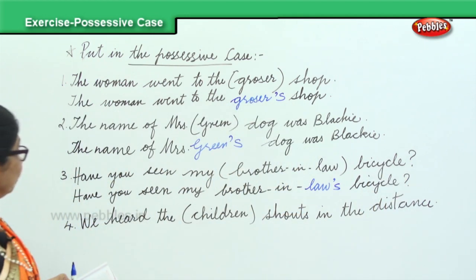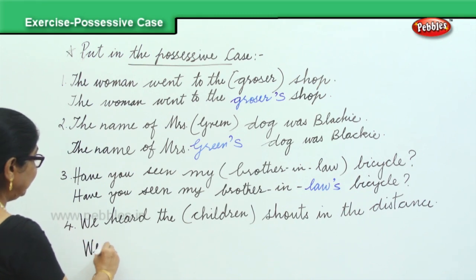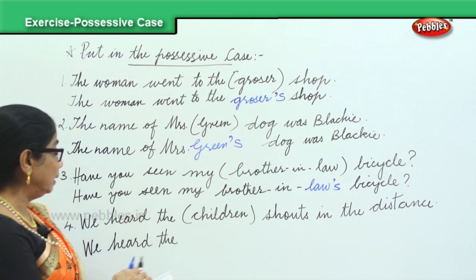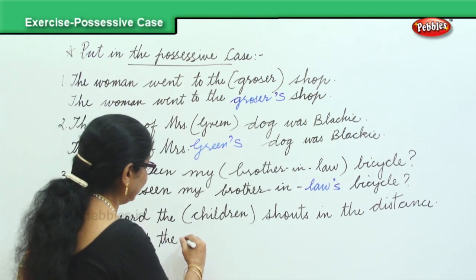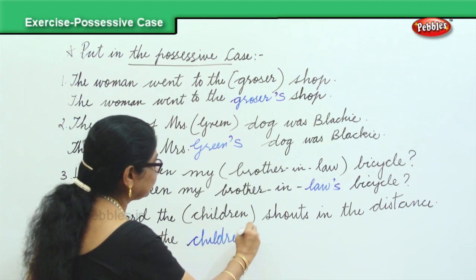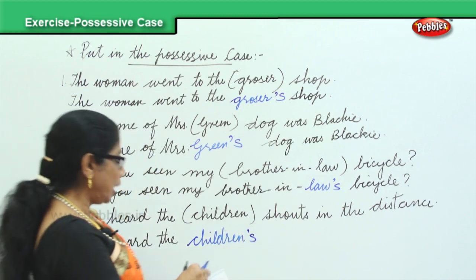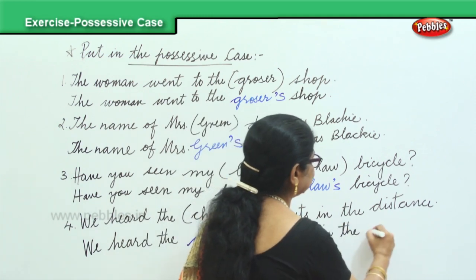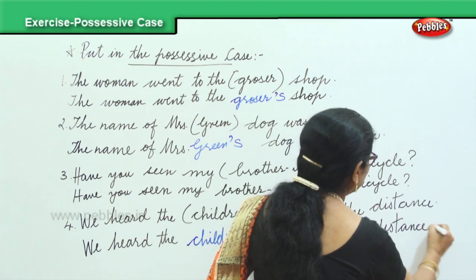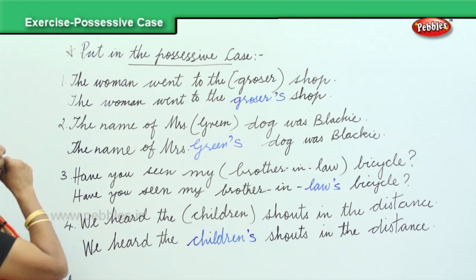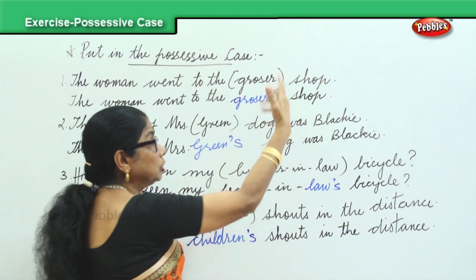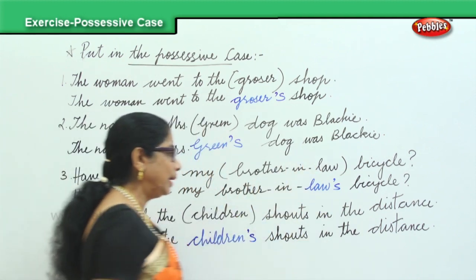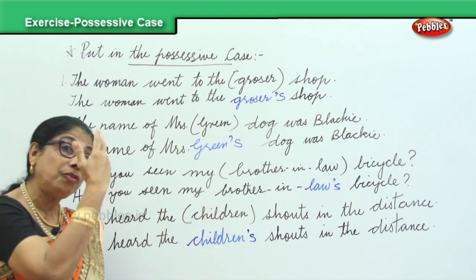And finally, we have here, we heard the children shouts in the distance. We'll say, we heard the children's shouts in the distance. Now let's look at the 4 sentences. Grocer, so you say grocer's. Mrs. Green's dog. Brother-in-law's bicycle. We heard the children's shouts.